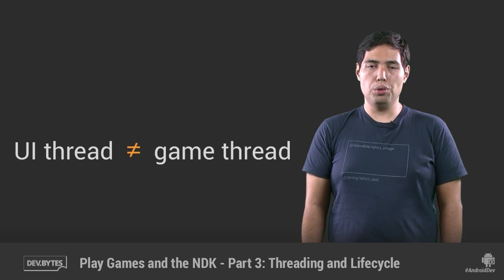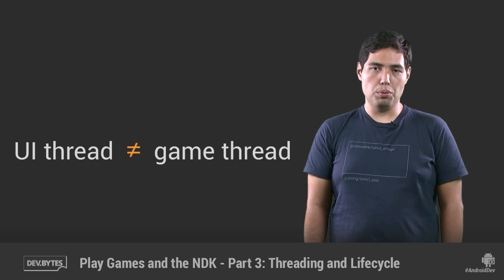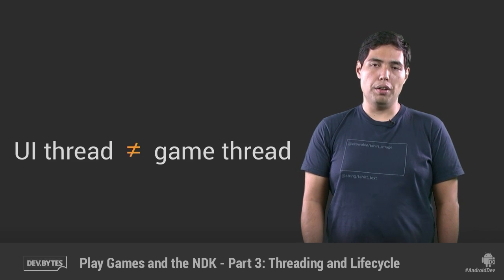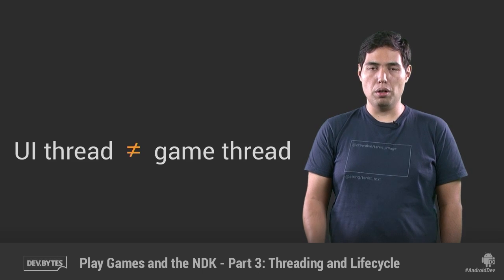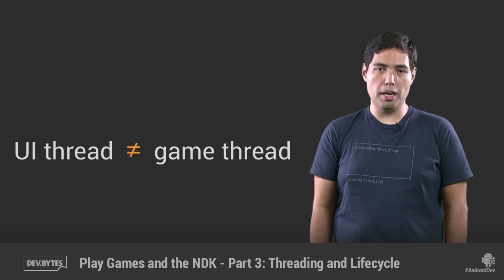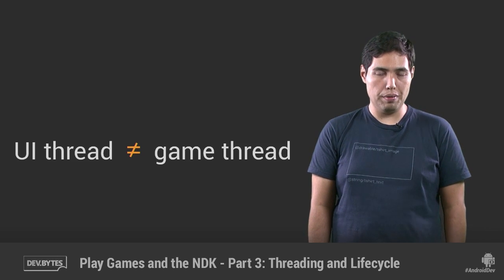When you are using Play Games and NDK, what you have to realize all the time is that the UI thread is different from your game thread. Whenever you're writing your game logic, that's going to be running on the game thread on the native side. And most of the calls of the Play Games API, you're going to want to do from the UI thread on the Java side.